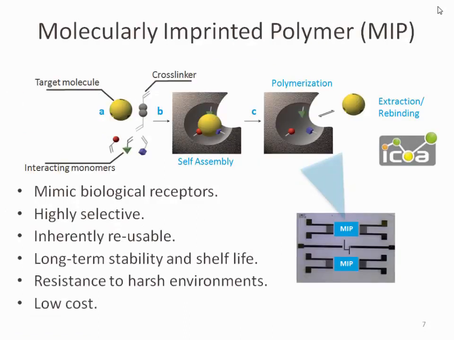So moving on to the recognition layer, we use molecularly imprinted polymers. Basically, it's a porous material that will replicate the target molecule form, including its shape, its size, and its functional groups. You mix together a target molecule, a cross-linker, and interacting monomers. They will assemble into a complex, and after polymerization, you will have a rigid structure with a complementary shape of your target molecule. You can then proceed to the extraction or rebinding of your target molecule.